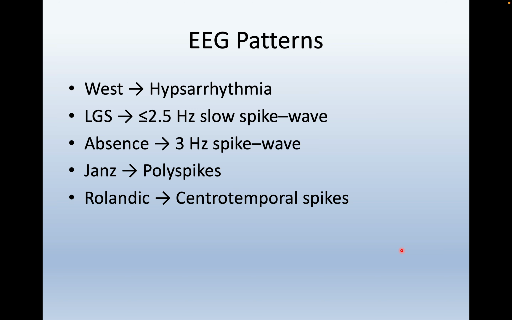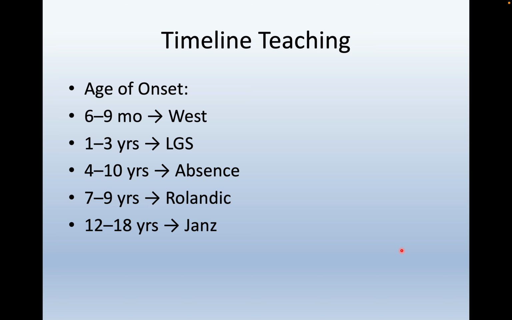Okay, and this is the EEG pattern with each syndrome: hypsarrhythmia, Lennox-Gastaut, absence, just to be memorized. It is tailored for a quick revision before the exam, and this is a timeline showing the age of onset of each one for quick comparison for you.